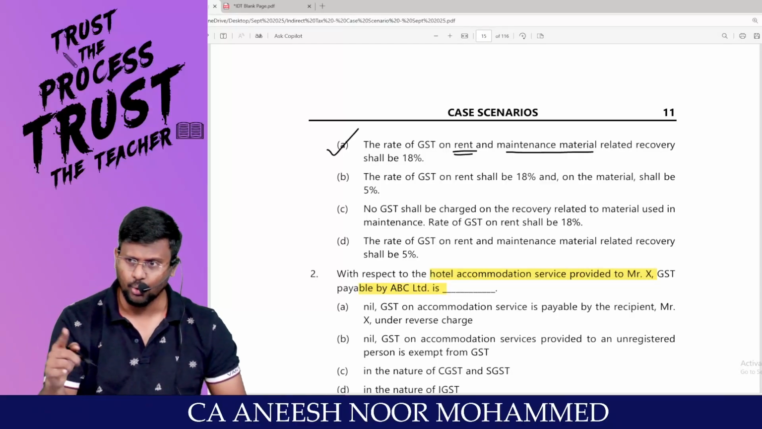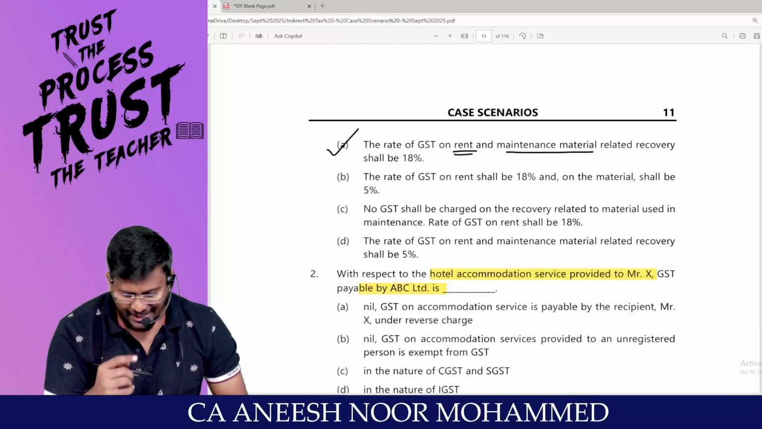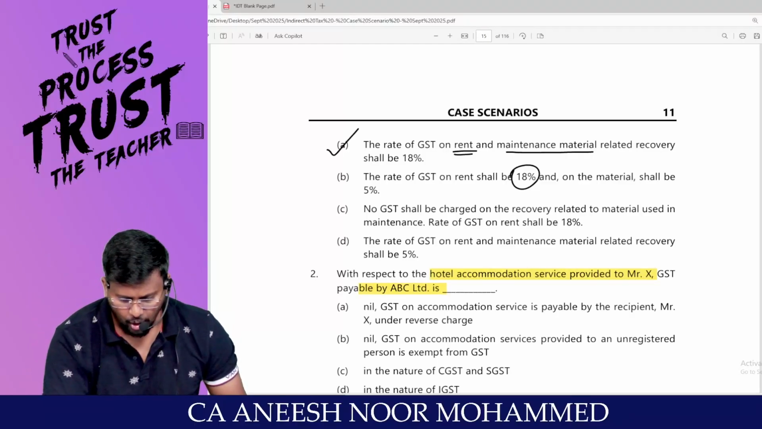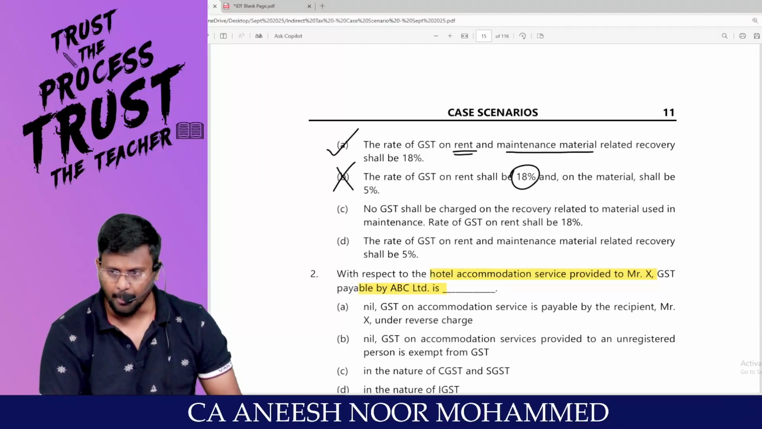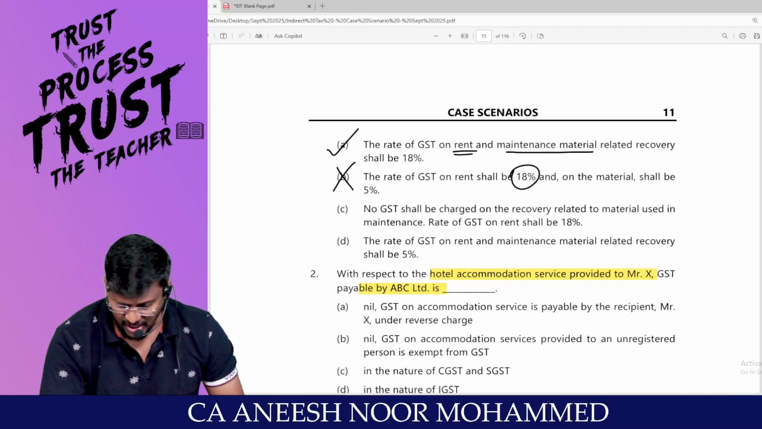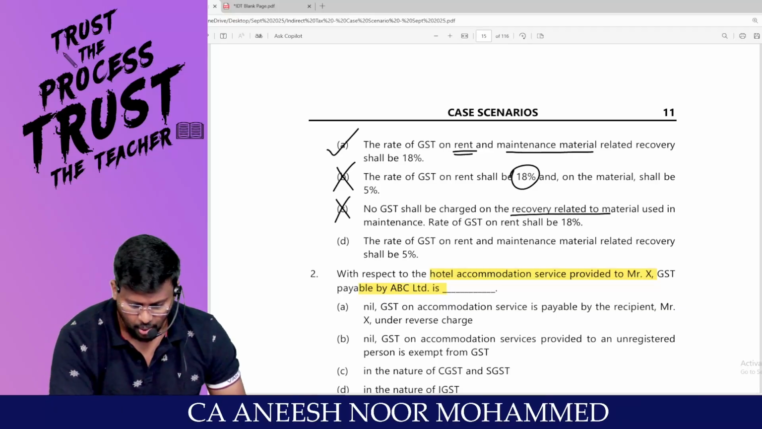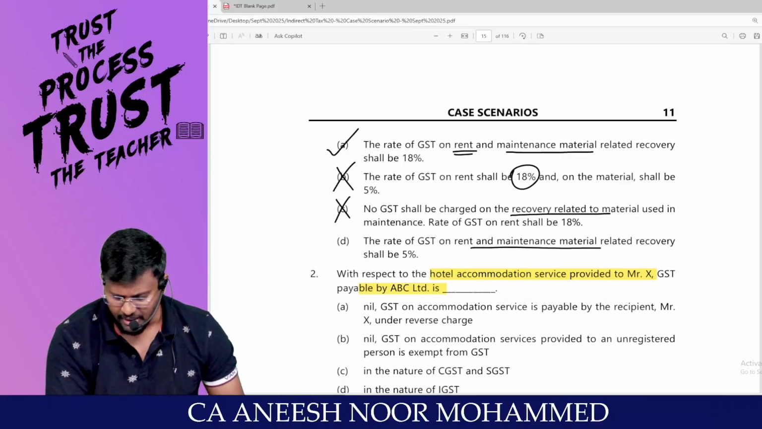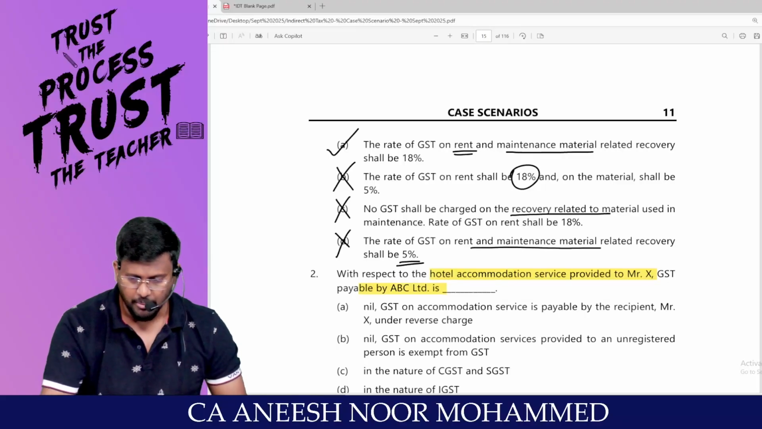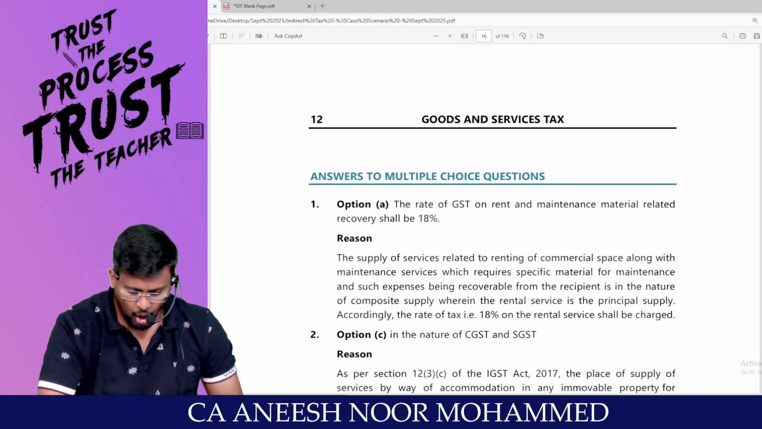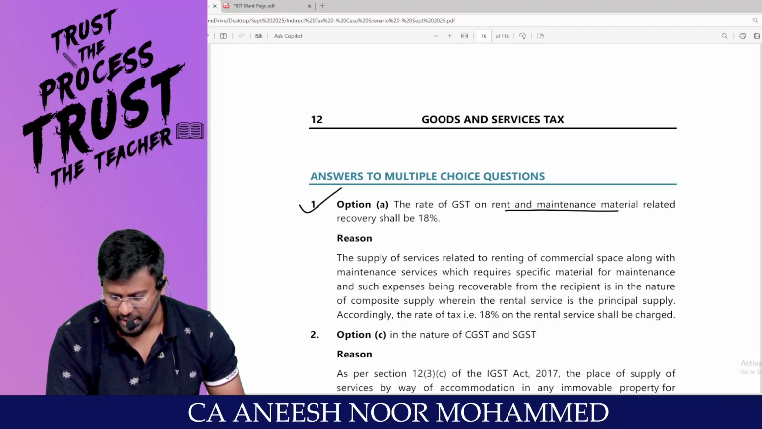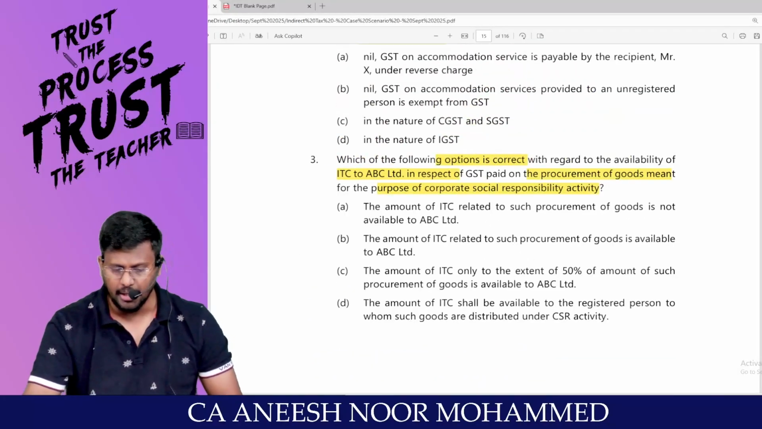Don't jump and conclude that the option is the right answer. No. Rate of GST on rent shall be 18% and on material shall be 5%. No. Section 8 applicability is there. No GST shall be on rent, recovery later on material. No. The rate of GST on rent and material shall be 5%. Option A should be the right answer. Option A: the rate of GST on rent and maintenance material relating to recovery shall be 18%.